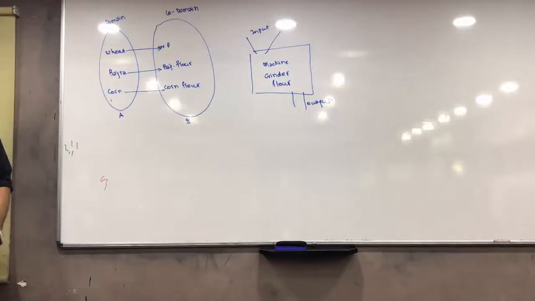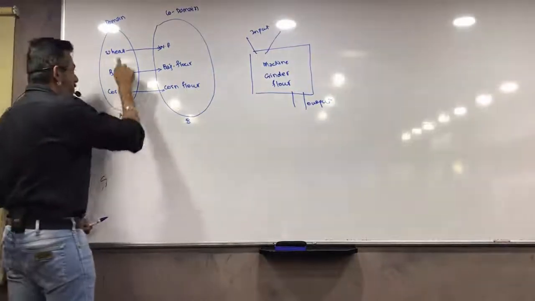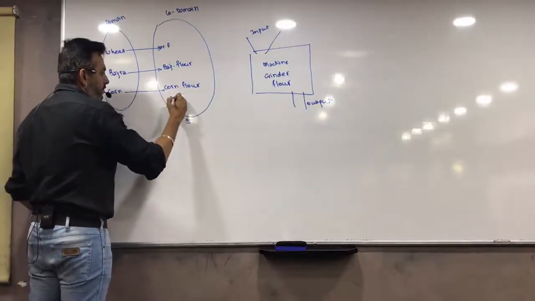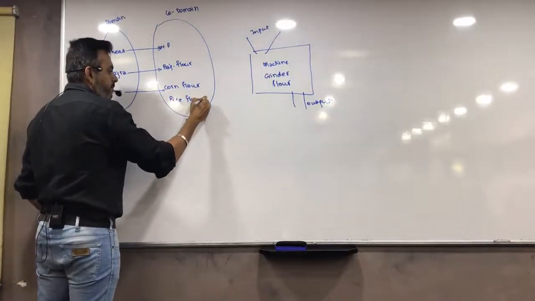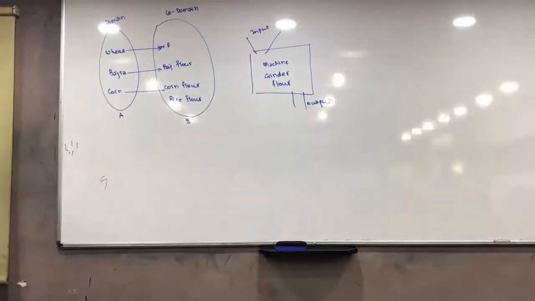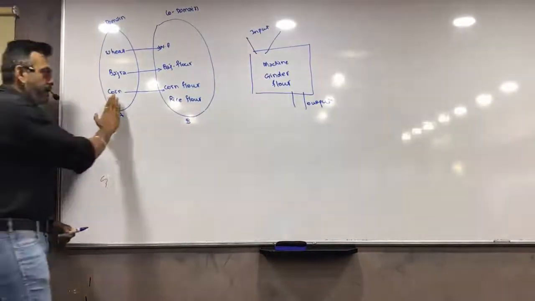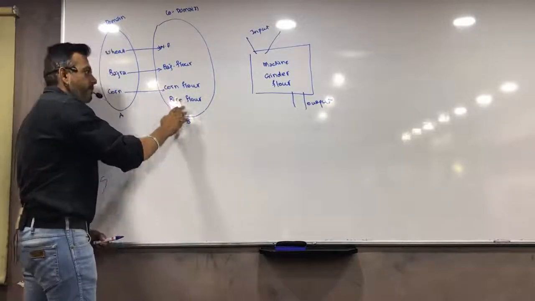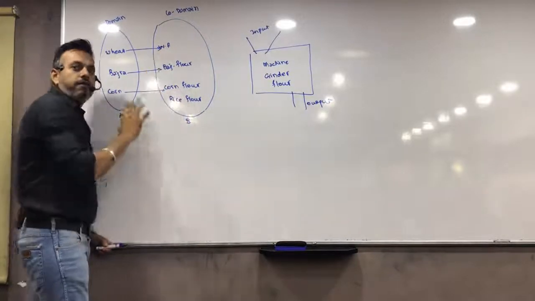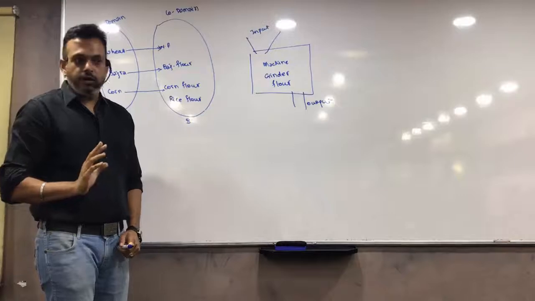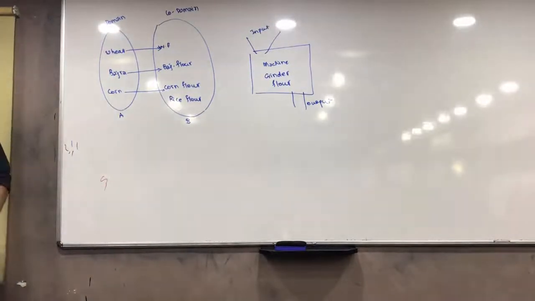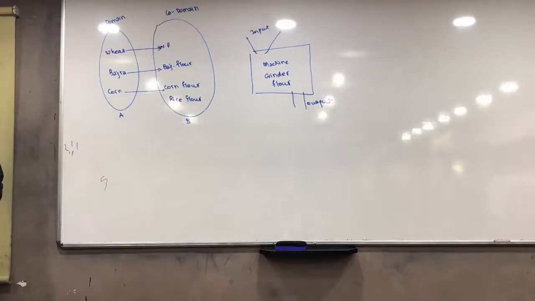Is this clear? Now, here you have wheat, you have bajra, you have corn, and here you have rice flour. Now what? यहाँ पे input नहीं है, पर output में options है. This is still a function. Is this clear? All of you जो कल absent थे उनको पता चला है सबको.